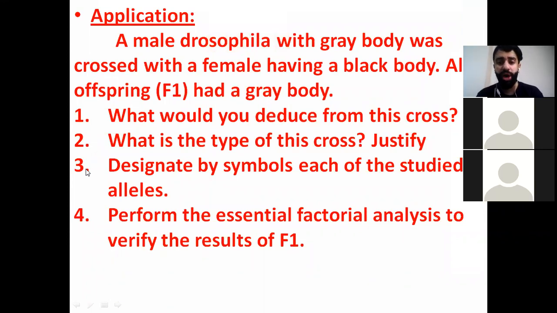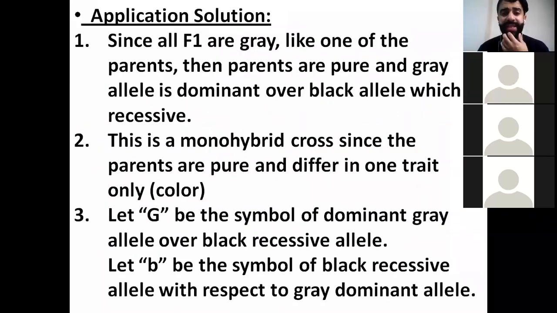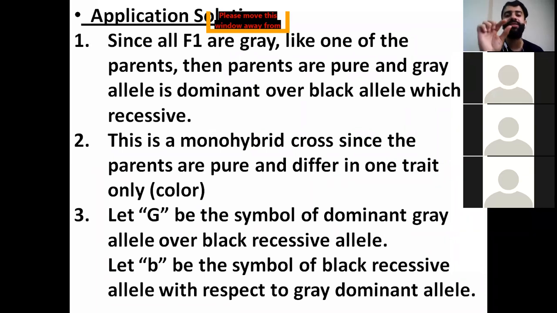Okay? So the first part: since all F1 are gray like one of the parents, since the parents are pure and the gray allele is dominant over the black, which is recessive. You can study the way how to write it, but you can change only the traits: gray, black, blue, purple, whatever. Two, type of this cross: monohybrid.